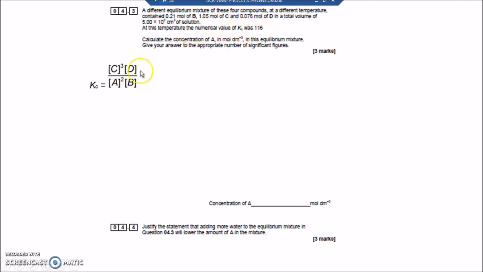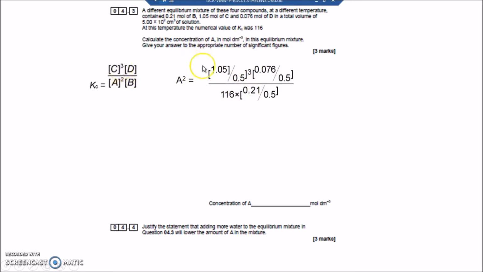I've got a value of 116 for K. I've got a value of C, I've got a value of D, and I've got a value of B. I've not got A. I need to find A. So what I can do first of all is move A squared across the equal sign from the bottom up to the top, and the KC across the equal sign from the top down to the bottom. So now I've got an expression for A squared.